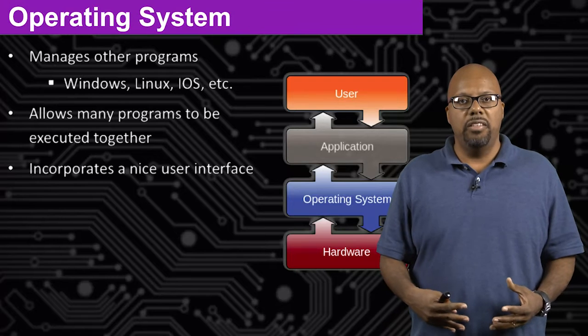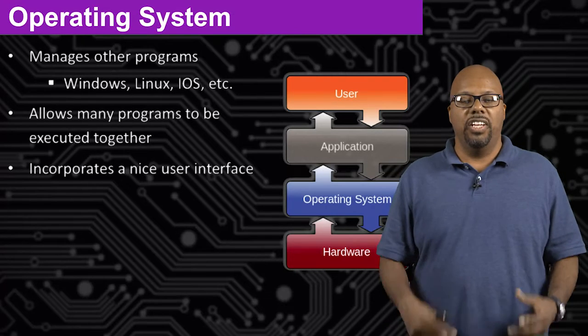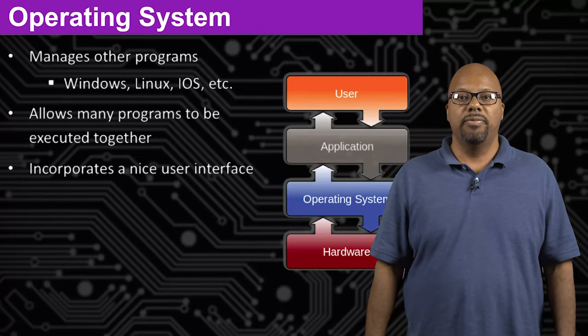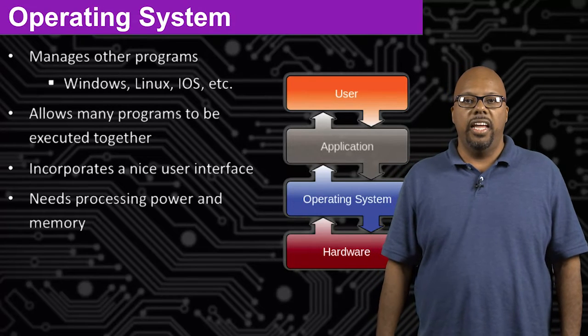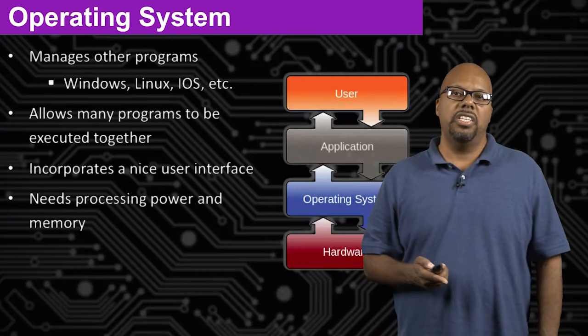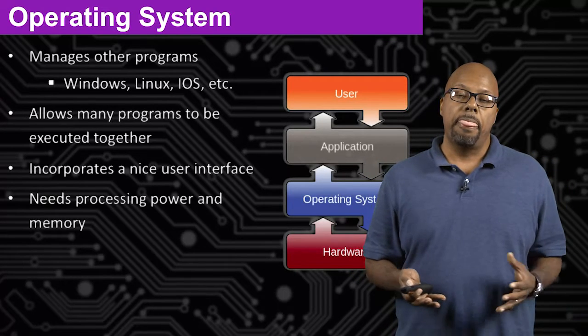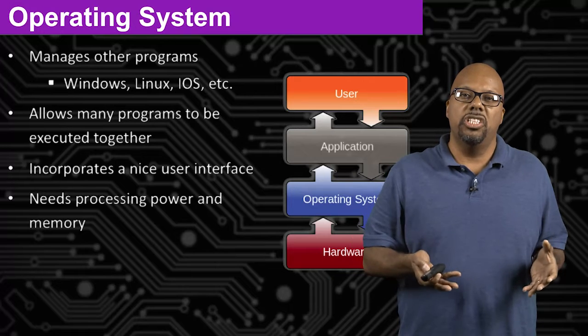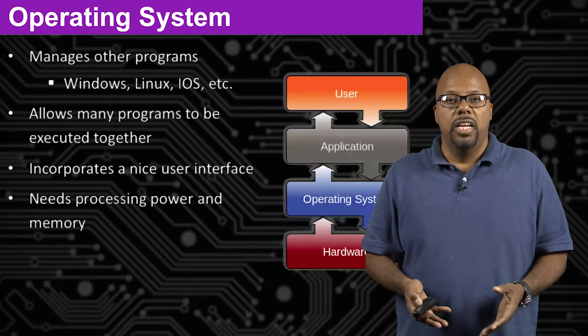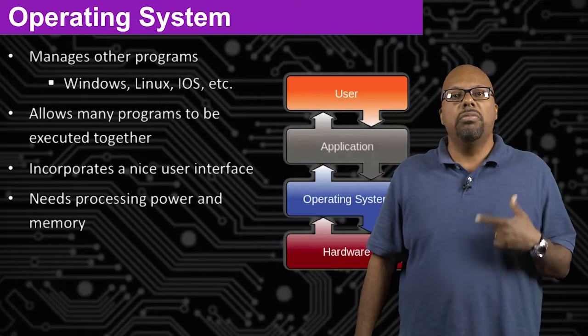It's text-based, but it's nicer than not having it. So there's a user interface that's provided of some kind, and it needs processing power. One thing about operating systems is that the operating system itself is a big program, right? It's a big program that's running in addition to the actual programs that you want to run on your IoT device. So it's going to consume clock cycles, right?